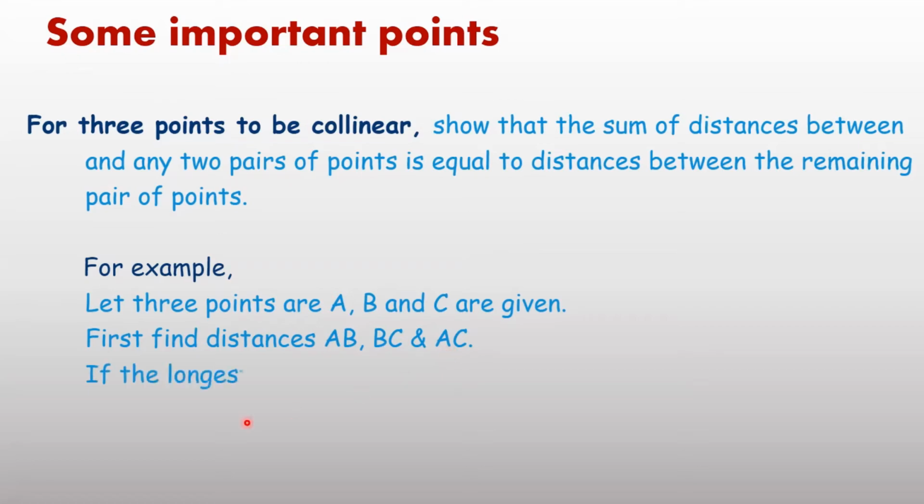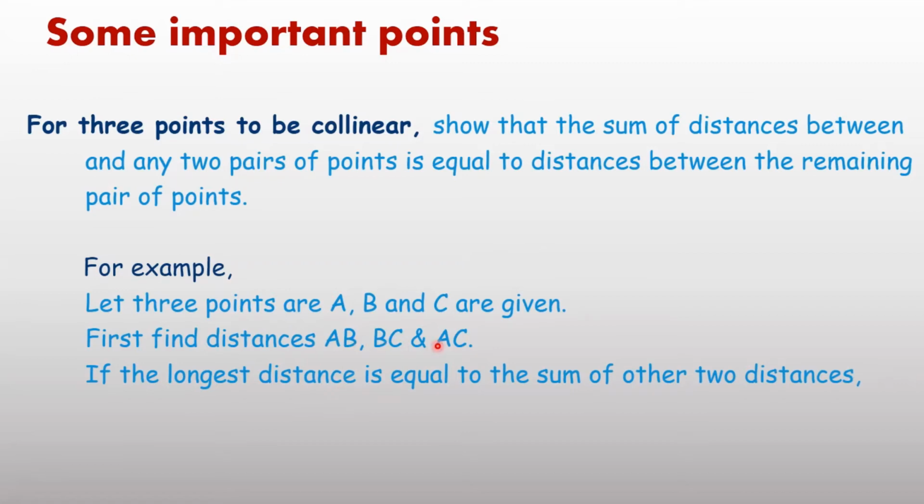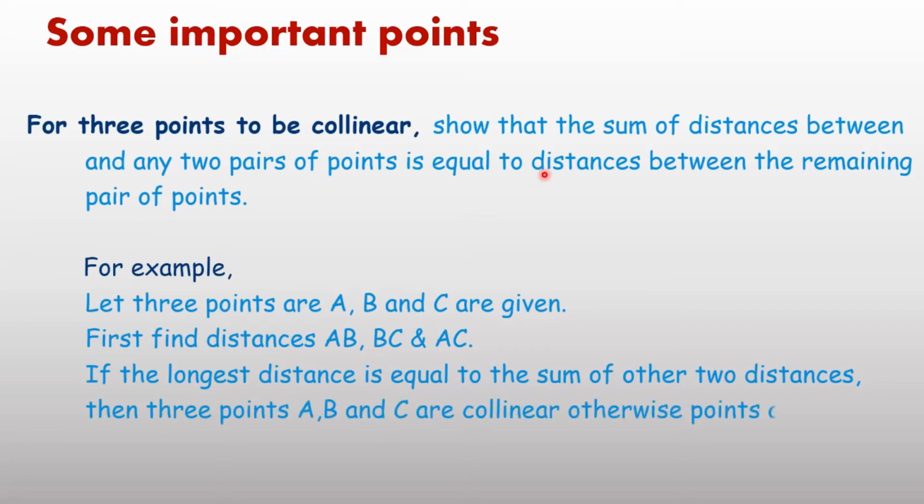After that, if the longest distance in these three measurements is equal to the sum of the other two distances, by chance if AB equal to BC plus AC, or BC equal to AB plus AC, or AC equal to AB plus BC, then we can say given 3 points are collinear. That is written here in language.